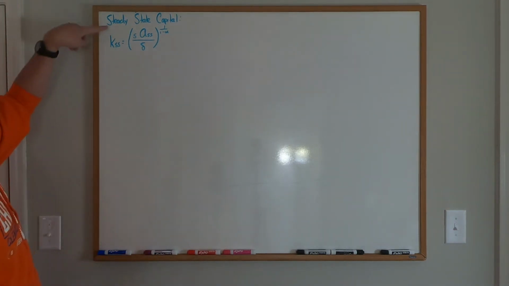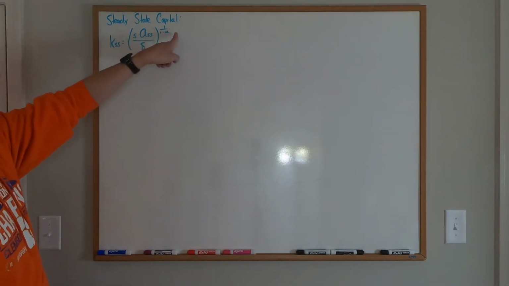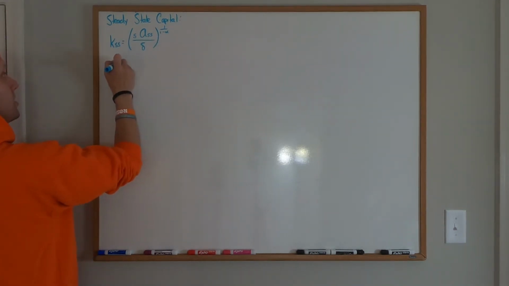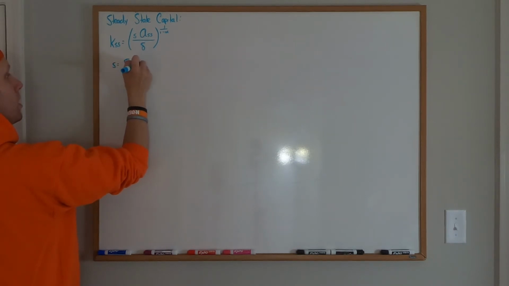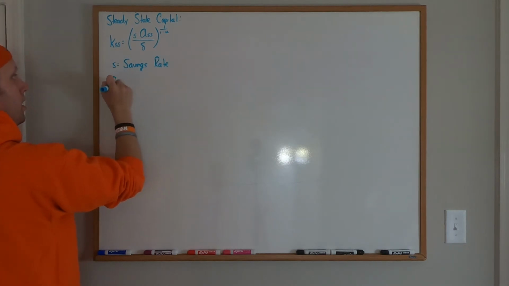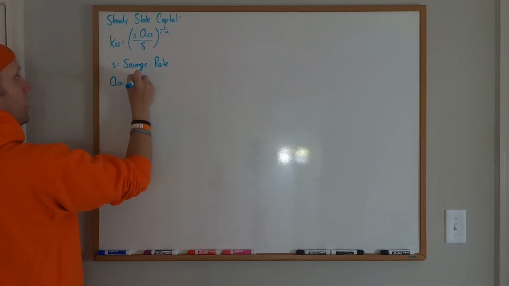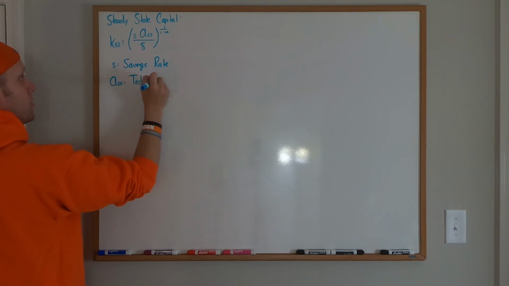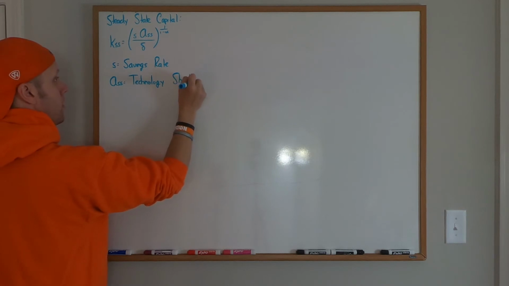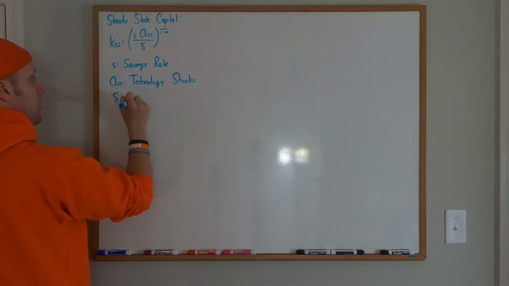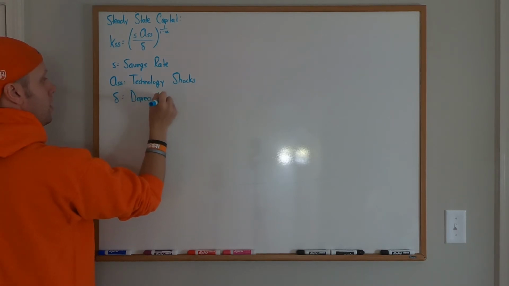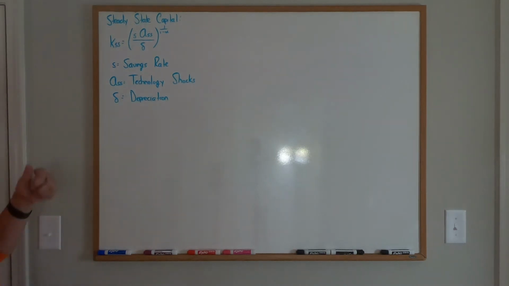So, in the steady state, capital is equal to (S times A over delta) all to the power of 1 over 1 minus alpha. You remember S, the savings rate. A is the source of technology shocks. Delta is depreciation, or the rate at which capital falls apart.